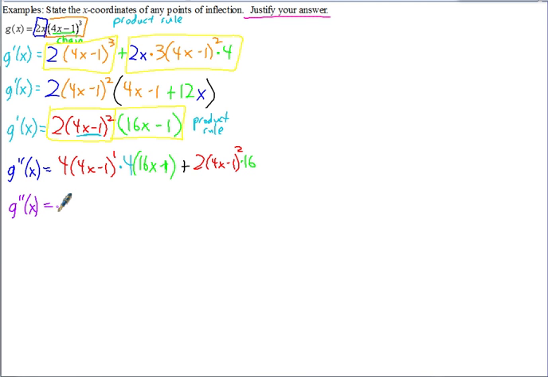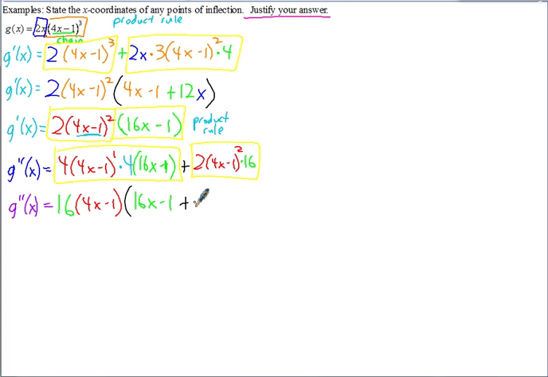So let's go ahead and take out our GCF now to make this simpler. What do these have in common? Well, let's see. They both have 16, right? 4 times 4, so we do 16. And they both have a 4x - 1. Take that out as the GCF, and let's see what we have left of each term. What's left of this term? 16 is gone, 4x - 1 is gone, so all that's left is that 16x - 1.